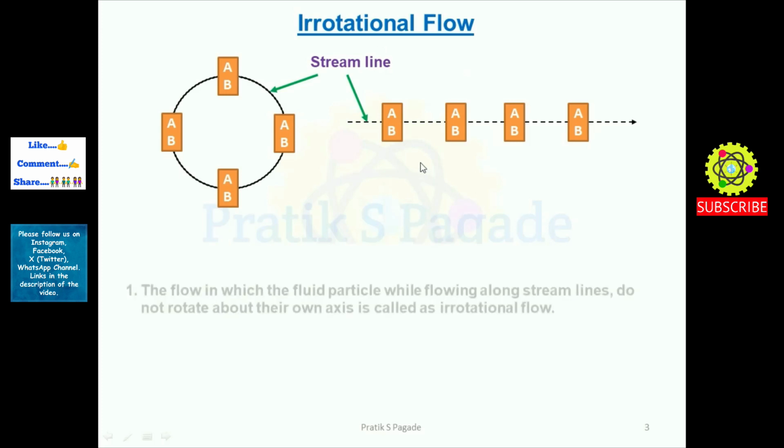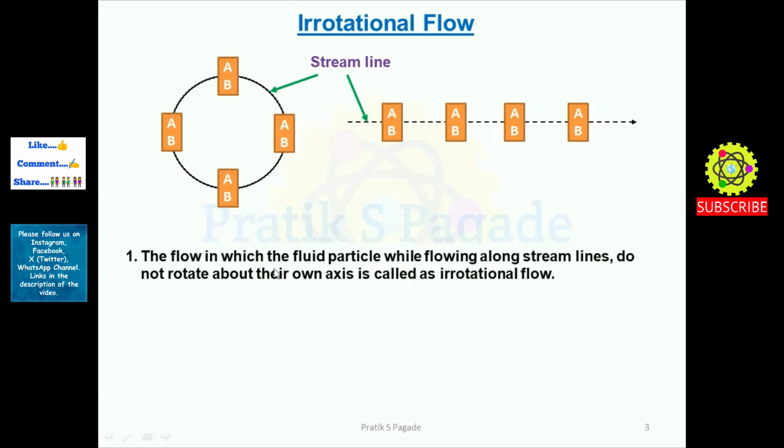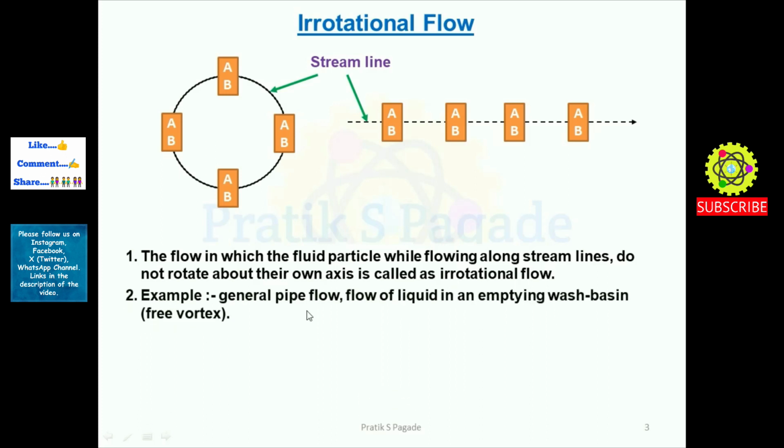The flow in which the fluid particles, while flowing along streamlines, do not rotate about their own axis is called irrotational flow. Further examples: general pipe flow, flow of liquid in an emptying wash basin, and free vortex. That is called irrotational flow.